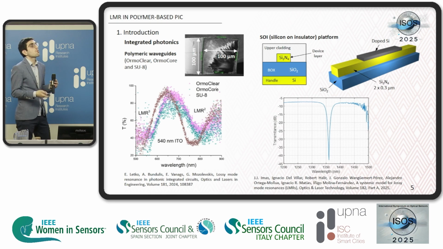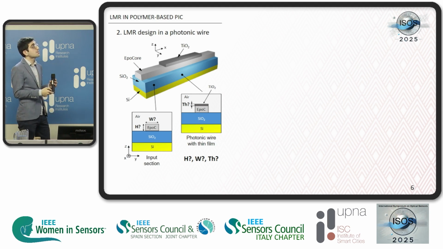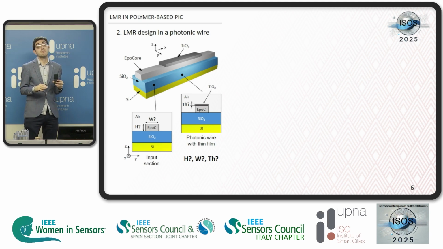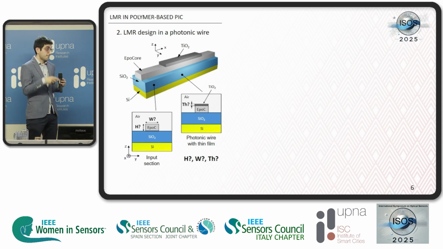So now we are starting to explore, again, using polymeric waveguides. So this could be like a silicon plus silicon dioxide wafer. Then we have to manufacture the polymeric waveguide. We are trying to use EpoCore. EpoCore is a polymer which has pretty much the same refractive index as SU8. And then we would generate the lossy mode resonance using titanium dioxide, which also has losses.